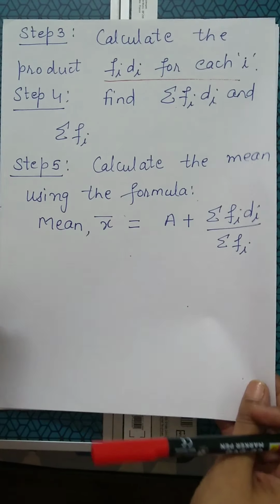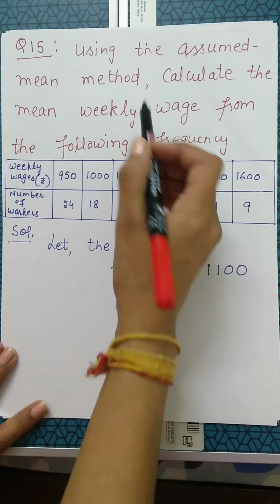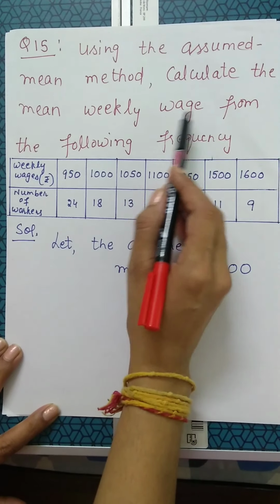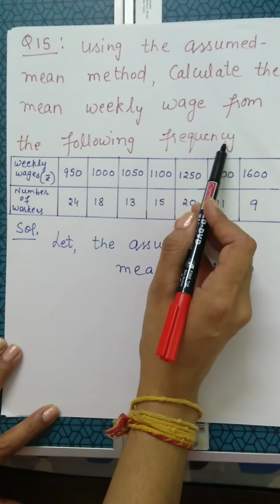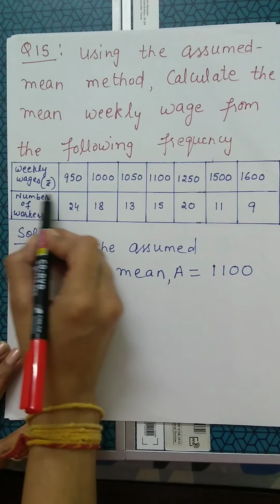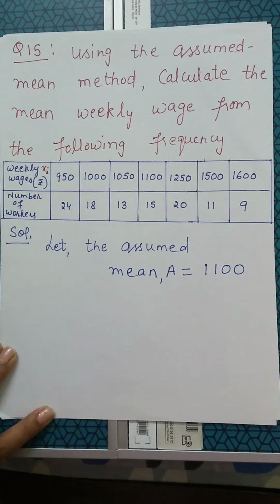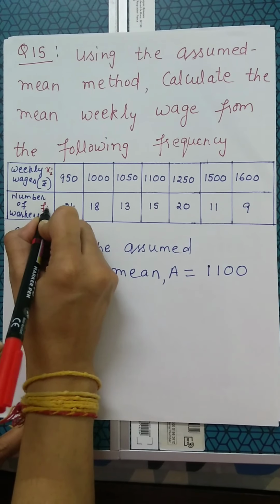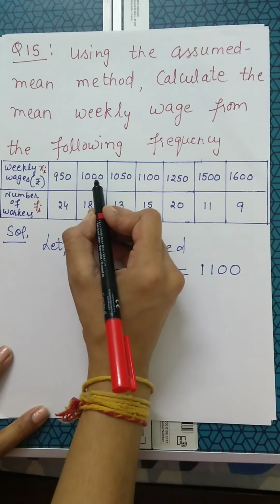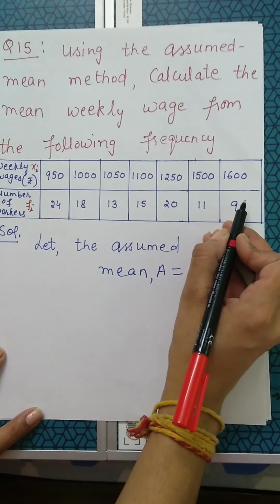Let us discuss this with the help of one question, that is question number 15 from exercise 16a. Using the assumed mean method, calculate the mean weekly wage for the following frequencies. Now the weekly wages are given, 950 and corresponding to that the number of workers is given. So I'll be taking this as xi and this as the frequencies fi. So respective to 1000 I have 18, 1050, 13 and so on.